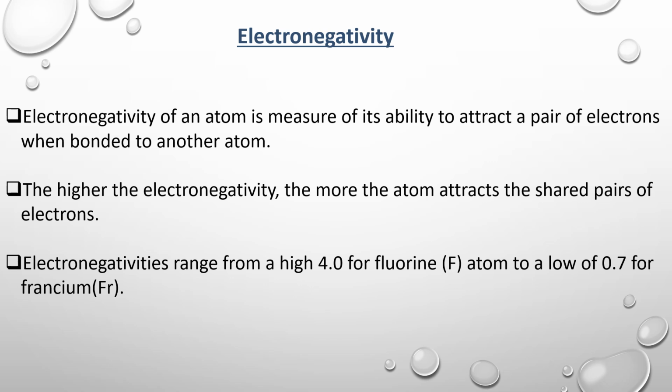Electronegativity. Electronegativity of an atom is a measure of its ability to attract a pair of electrons when bonded to another atom. The higher the electronegativity, the more the atom attracts the shared pair of electrons. Electronegativity ranges from a high of 4.0 for the fluorine atom to a low of 0.7 for francium.